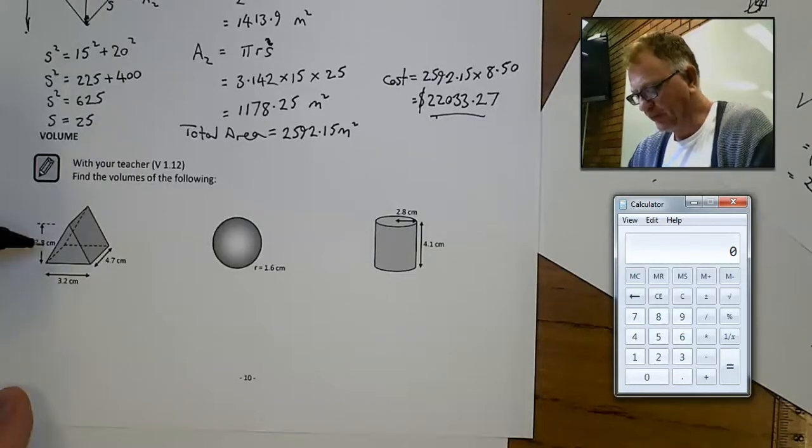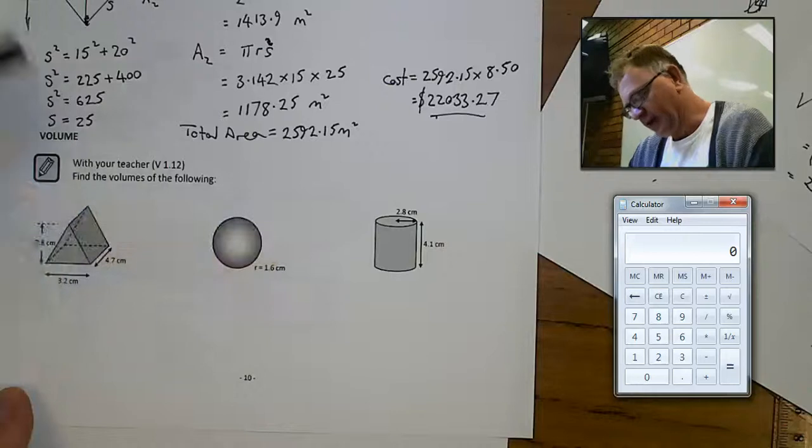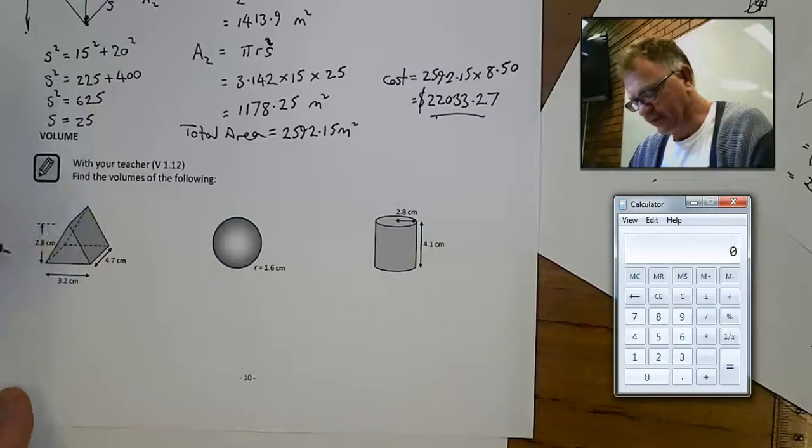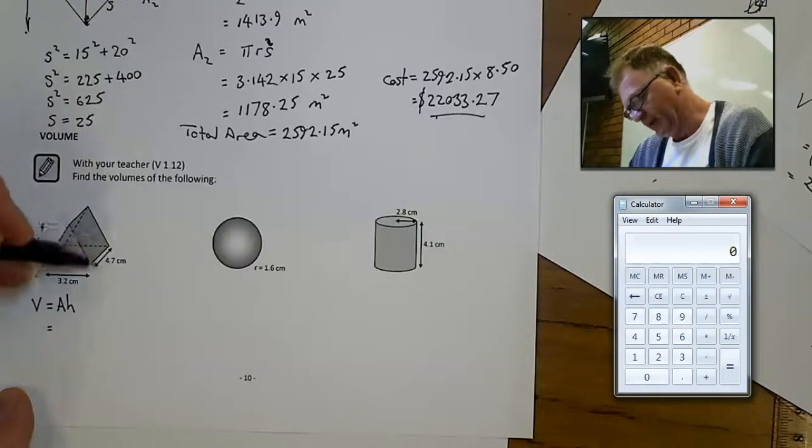This shape's a prism. A prism is a shape which has got regular cross sections through it. If you were to cut this shape anywhere through it, you would have a triangular cross section. So a sort of a base and then straight sides that come up from the base. And the formula for a prism, volume is equal to the area of the base times its height. Now this has got a base triangle, and this is going to be its height.